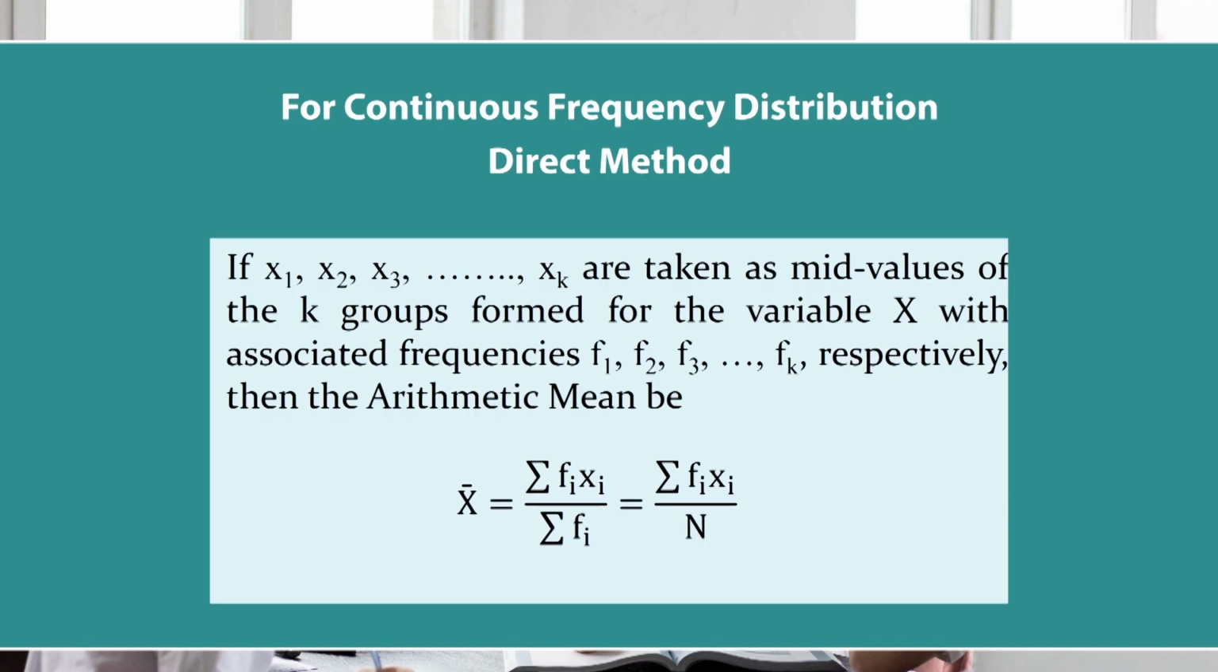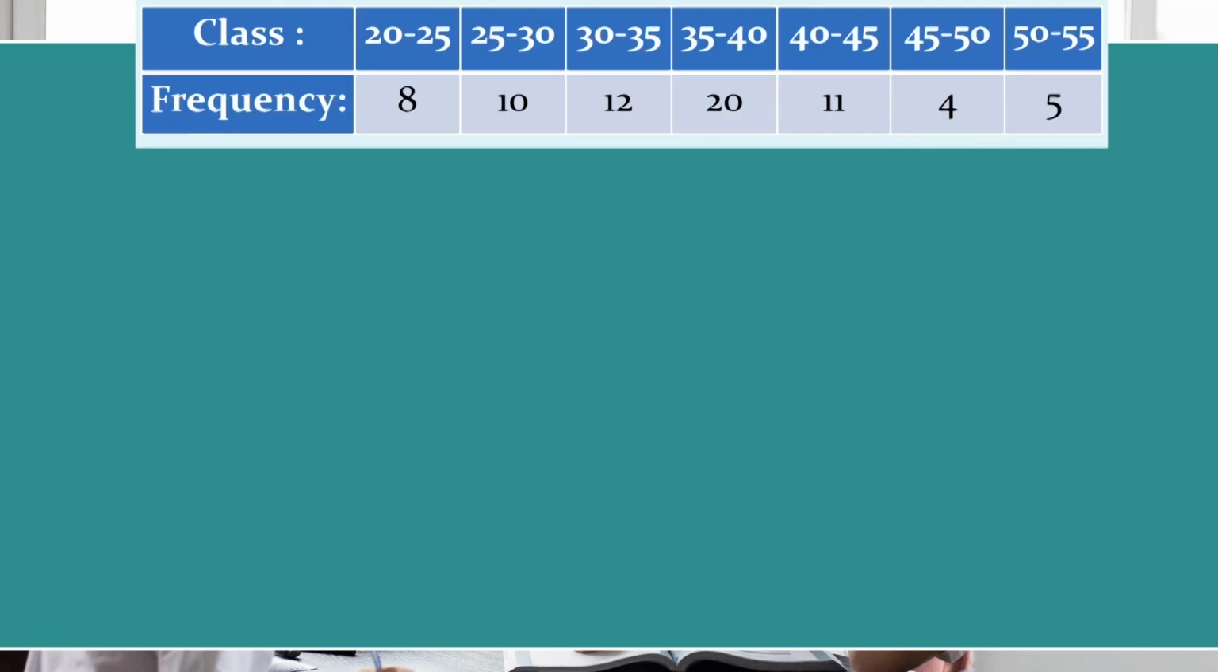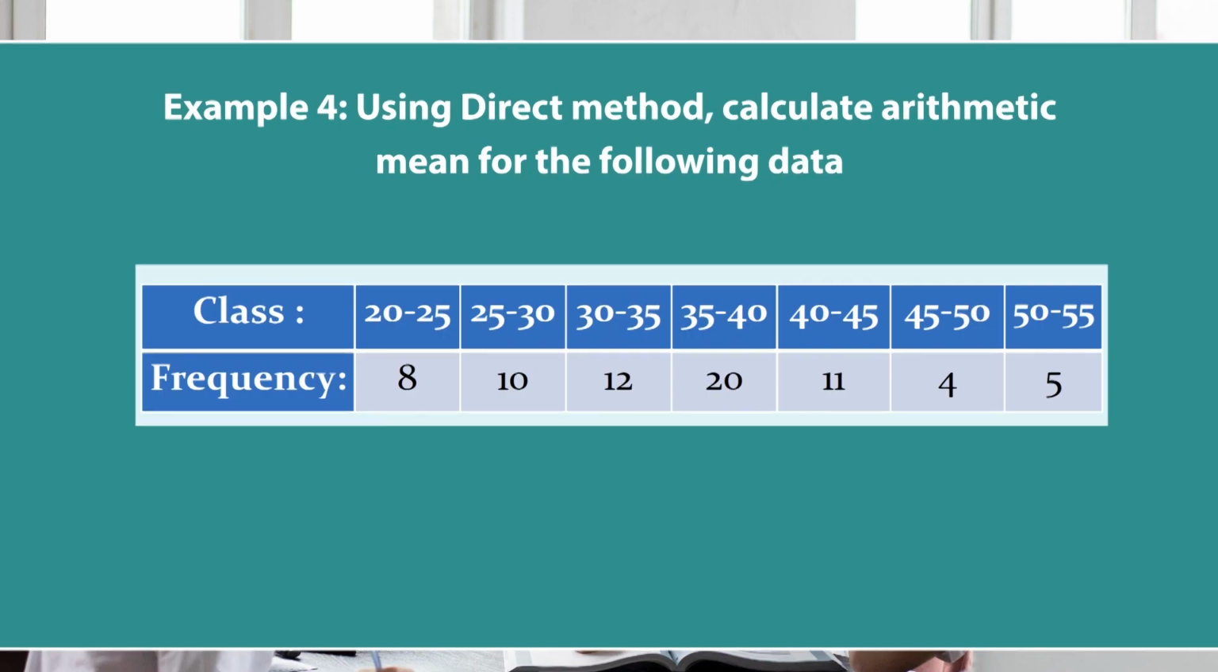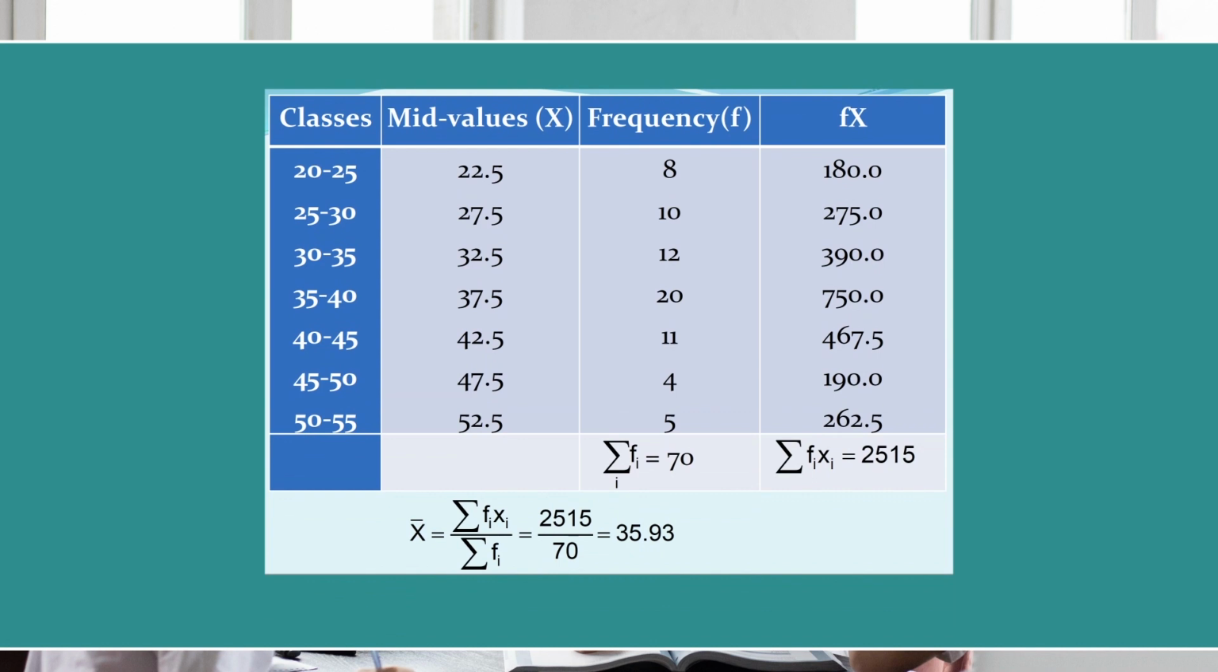So, this is the formula for the direct method of calculating arithmetic mean. Now, let us take the example for more clarity. The frequencies are given for the 7 different classes under which the data has been classified, and we will use the direct method, direct formula.